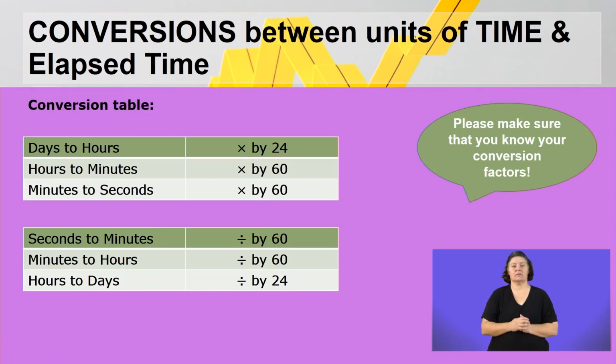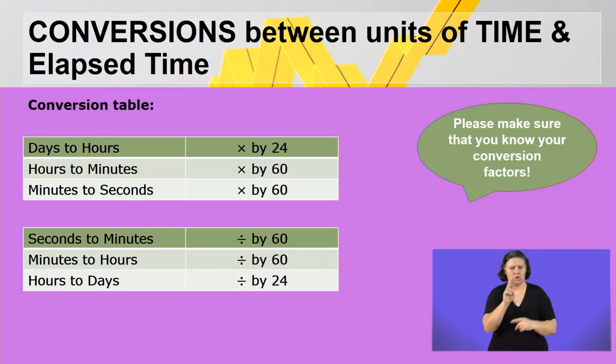And if you look there at the right-hand side of the screen, it says, please make sure that you know your conversion factors. So looking at this, from days to hours, I will multiply by 24, simply because I have 24 hours in a day. Then from hours to minutes, can you see big to small, I'll multiply, so therefore I'll multiply by 60. Then from minutes into seconds, I'll multiply by 60 as well.